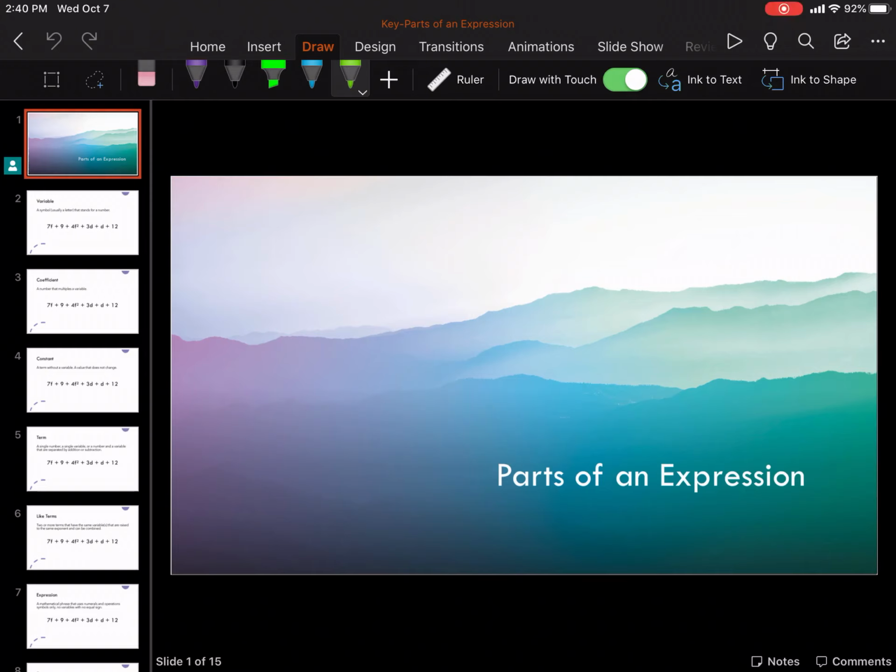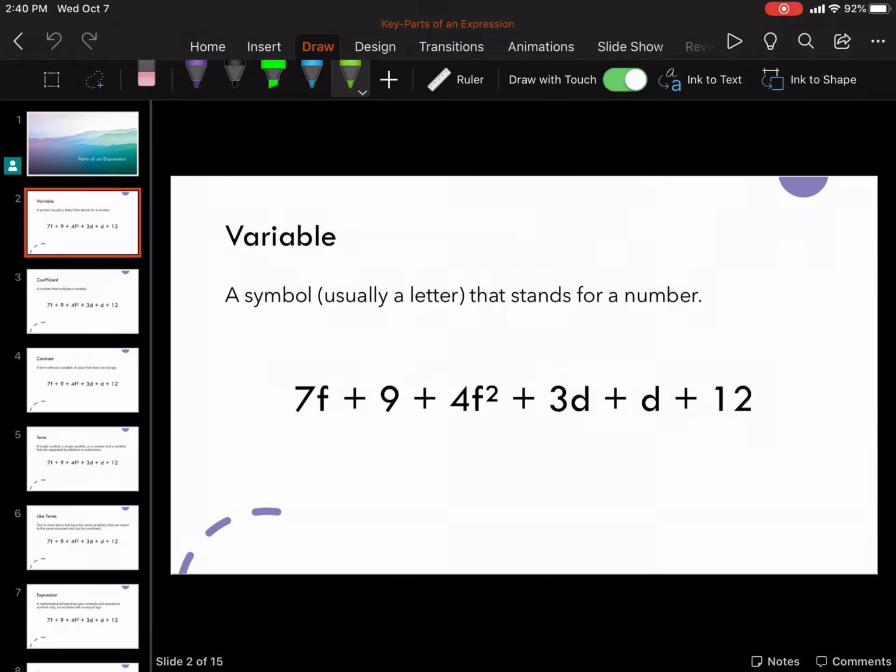Hi guys, in this video we're going to be talking about the parts of an expression. So the first one is a variable, a symbol, usually a letter that stands for a number.